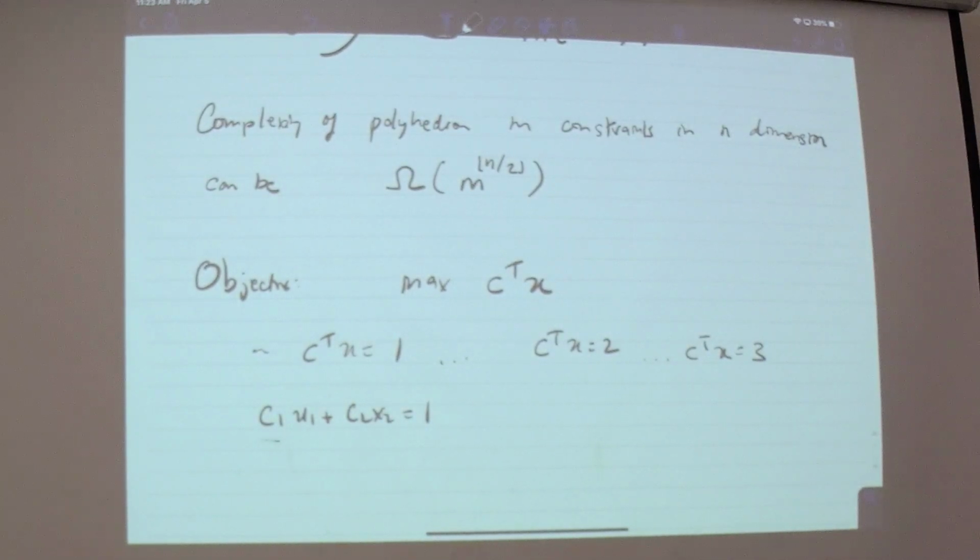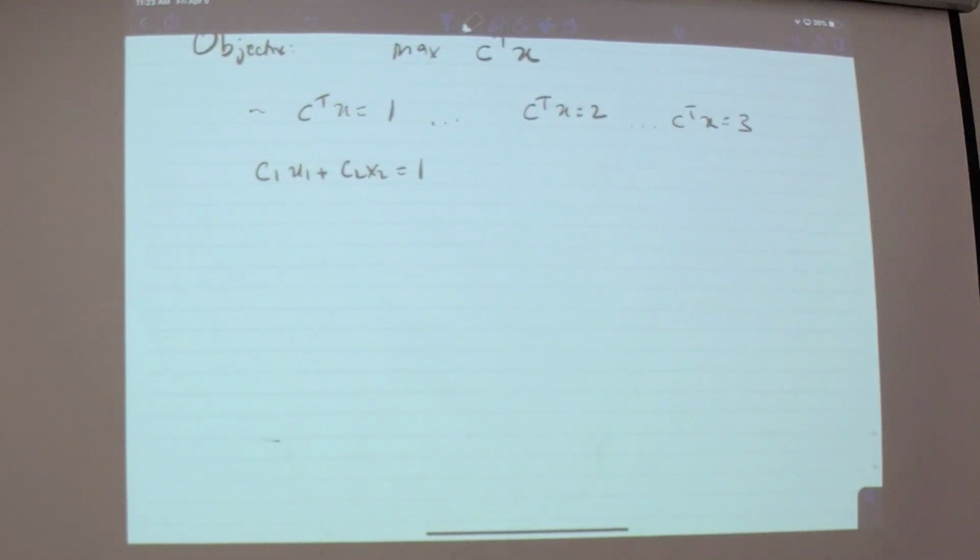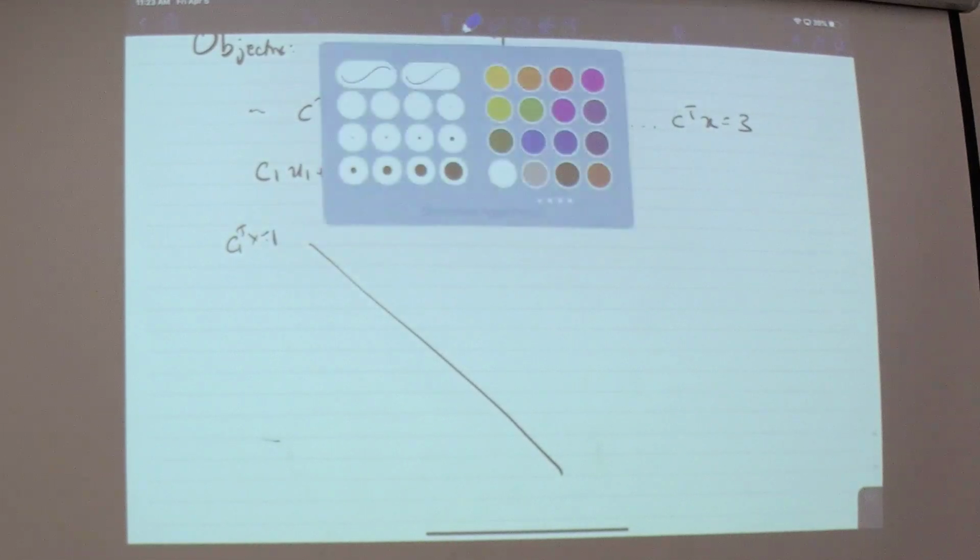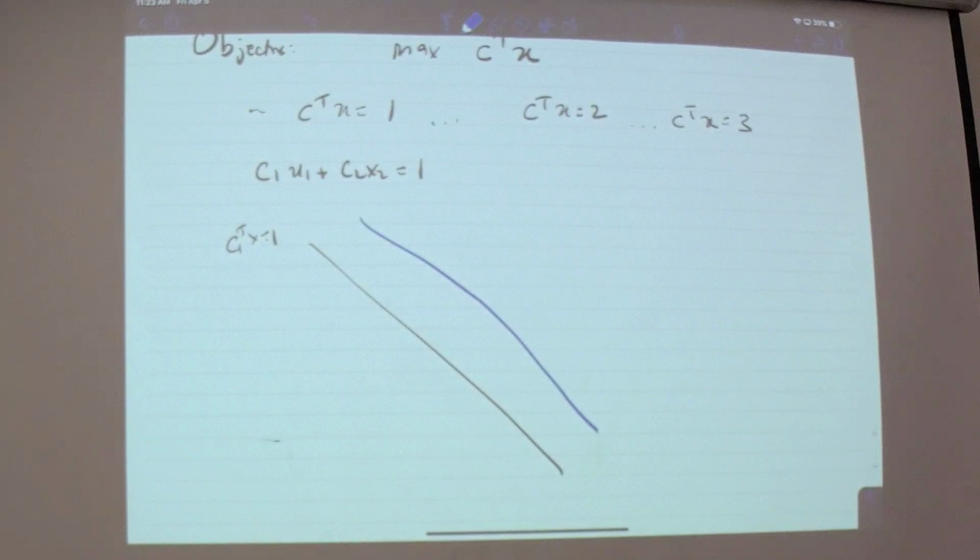So if I had to draw these lines, it might look like this, right? Depending on the values of C1 and C2, it might go one way or the other. So this might be C transpose X equal to 1. This might be, not too parallel, but you get the idea, equal to 2. And this might be C transpose X equal to 3. They're all parallel to each other, right? So if you want to think about optimizing this function, you can think of taking a line and sliding it parallel.